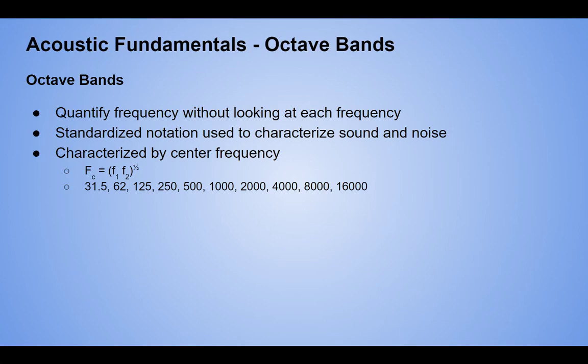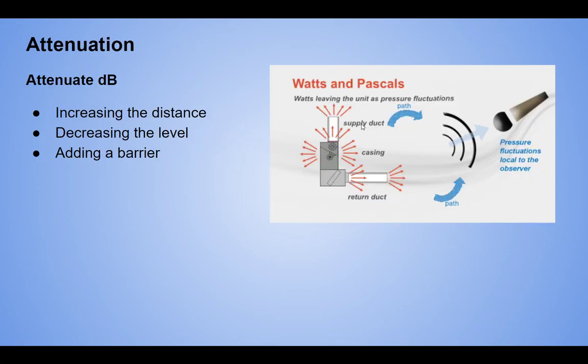And these are characterized by the center frequencies for octaves, which are 31.5, 63, 125, 250, 500, 1K, 2K, 4K, 8K, 16K. You should have that memorized by now. And remember, a lot of times we're looking at 125 to 4K, sometimes 250 to 2K. So we want to be mindful of which ones we're looking at and what we're trying to solve. So we can increase the distance, we can decrease the level, we can add a barrier.